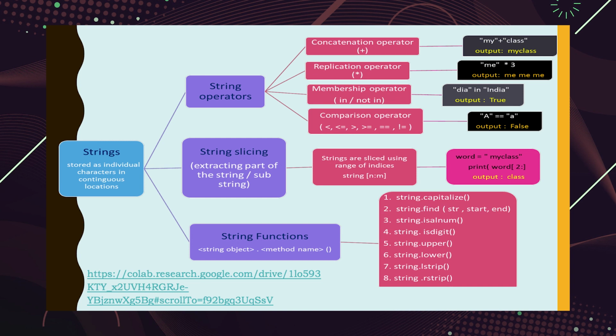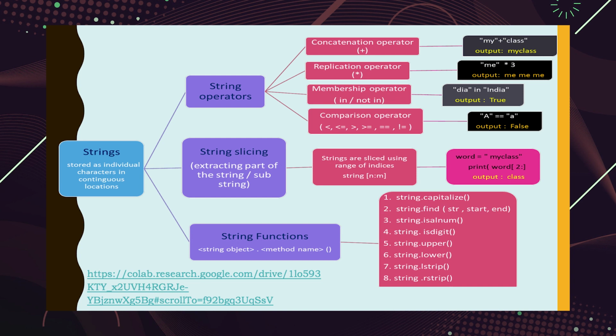Third is isalnum. It returns true if all the characters in the string are alphabets or digits. Fourth is the isdigit function. It returns true if all the characters in the string are digits. Fifth, the upper function. It returns an exact copy of the string with all the letters in uppercase. Sixth, the lower function. Returns an exact copy of the string with all the letters in lowercase.